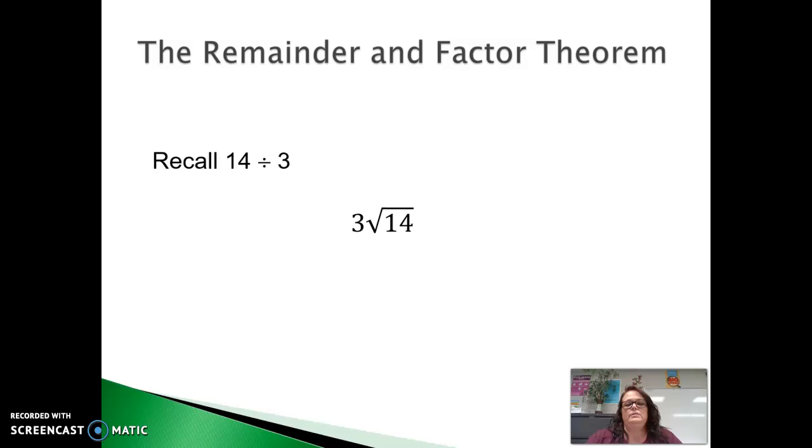And so the 3 goes on the outside and the 14 goes on the inside, and I know that looks like a square root, but it's supposed to be division. So would you say 3 goes into 14 4 times? And so we say 4 times 3 gives me 12, and then we subtract, and we get a remainder of 2. So we could rewrite 14 as 3 times 4 plus 2.